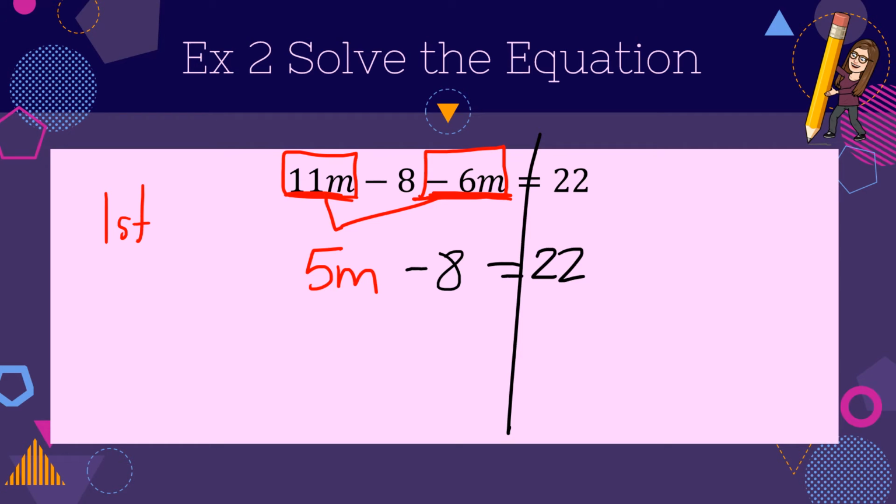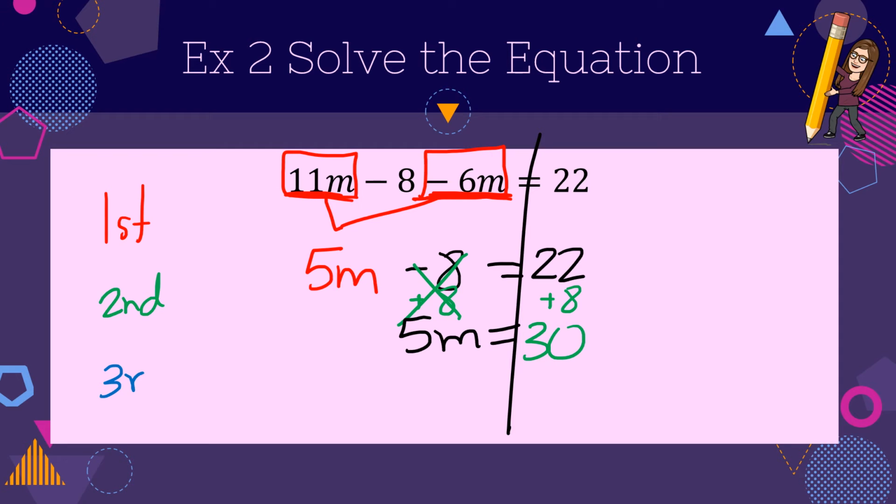Our second step is to undo any addition or subtraction. So instead of a subtract 8, we're going to add 8. Opposites cancel, everything else falls down. And our last step is to undo any multiplication or division. Instead of times 5, we're going to divide by 5. So on the left side, the m falls down, and I've got a nice clean 6.